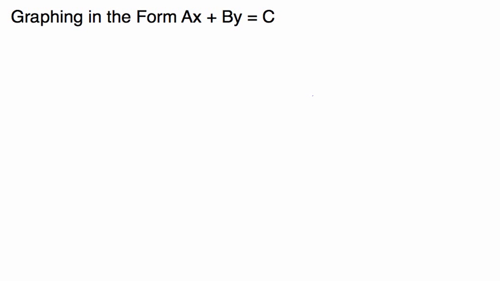Graphing in the form ax plus by equals c. So last day we took a look at graphing in the form y equals mx plus b using the slope and the y-intercept, but what if the function that we're trying to graph isn't in that order? It's not y equals some number of x's plus b. What if it's instead, say, 3x plus 2y equals 6?